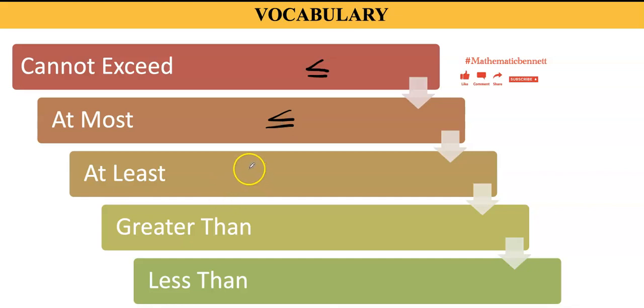If we have at least, if you're doing a test and you have to get at least 65 to pass, that means you have to get 65 or greater. So at least would be greater than or equal to. Greater than, we know it's this symbol already, and less than, we know it's that symbol. So those are some few keywords that you need to know.